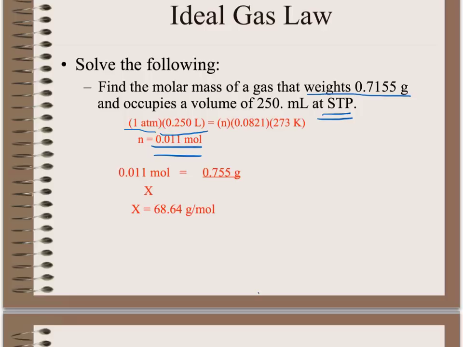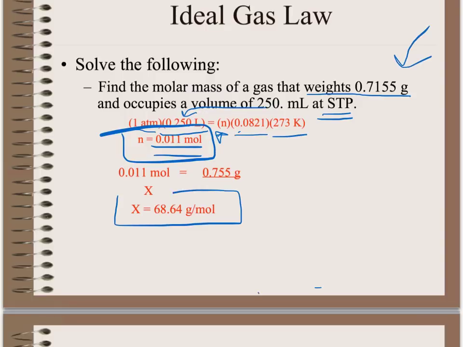So we got 1 atm. Volume is 250 milliliters, but we need it to be in liters. If you'll remember, for ideal gas law, we have to have volume in liters. N is our unknown. We've got pressure in atm again, so we're going to use that R value, and then the temperature is 273. When we solve for N, we get 0.011 moles, so we're going to take and divide that into the grams that we were given right here, and we get that the molar mass is 68.64. And you should be able to look on the periodic table and figure out which element it is, which gas.